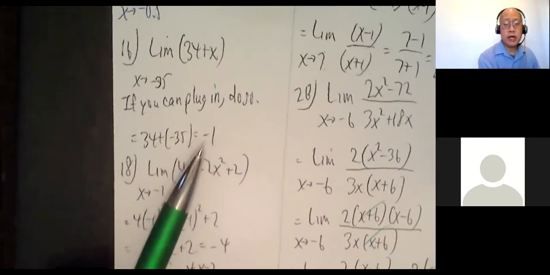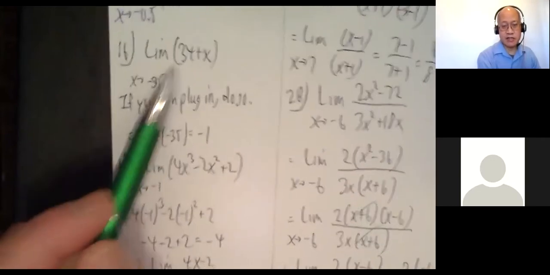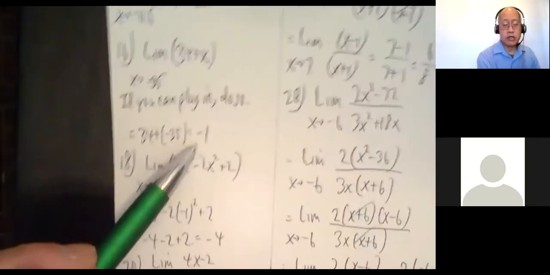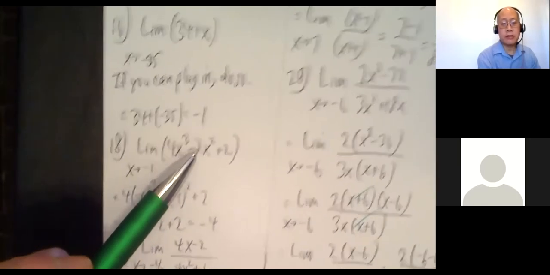In other words, if you can plug in, do so. That's really too easy. That's just like algebra 1, just plug in negative 35. So they don't give us too many problems like that. Okay, the rest are harder. You have to do some algebra trick.